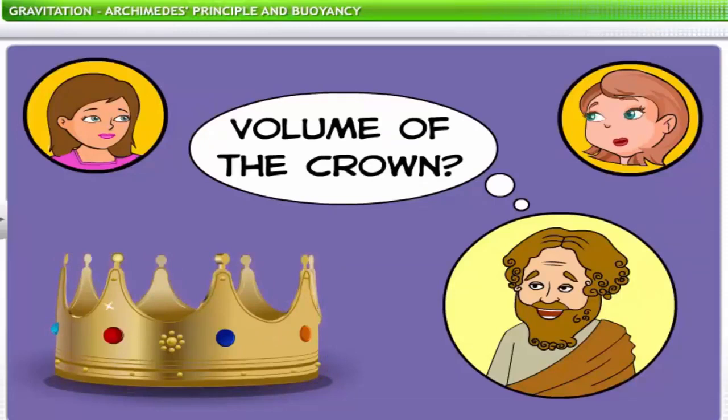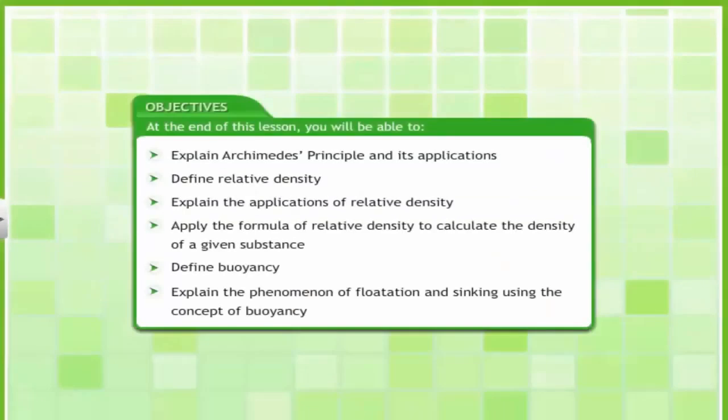In this lesson, you will learn how Archimedes solved this problem and propounded the Archimedes principle. You will also learn about buoyancy and flotation of objects. At the end of this lesson, you will be able to explain Archimedes' principle and its applications, to find relative density, explain the applications of relative density, apply the formula of relative density to calculate the density of a given substance, define buoyancy, and explain the phenomenon of flotation and sinking using the concept of buoyancy.